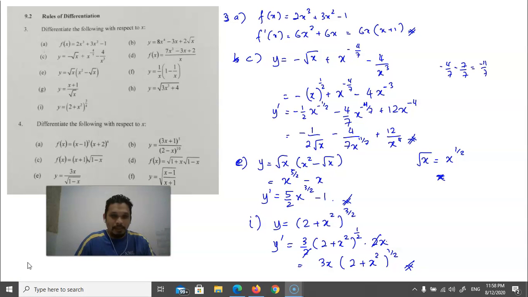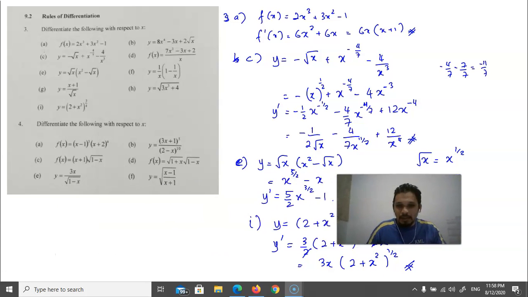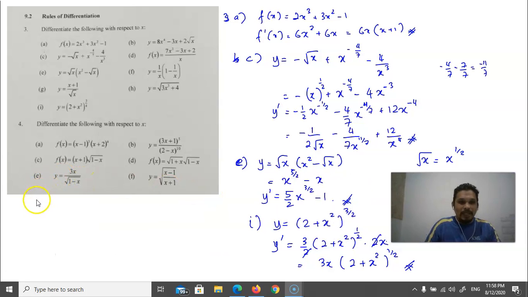I found that my working solution and final answer is correct, but then I made a mistake while copying out the question. Here it is 2 plus x squared in brackets to the power of 3 over 4, and I made it 3 over 2. So the solution and final answer is correct, but the question is incorrect. Never mind, I'll do it again for question number 3.